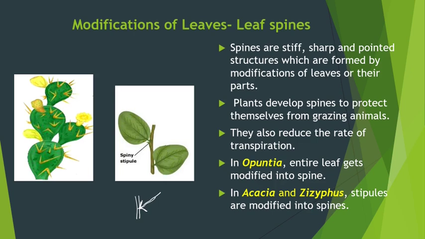So students, remember, it is different from thorns. Thorns are a modification of stem. The axillary bud usually gets modified. They have nodes and internodes. Here, a spine is a modification either of the entire leaf as in Opuntia, or only the stipules as in Acacia and Ziziphus, for protection from grazing animals as well as to reduce the rate of transpiration.